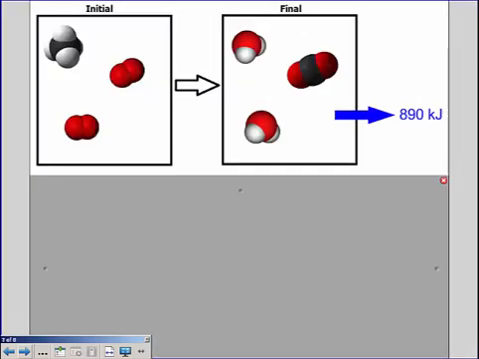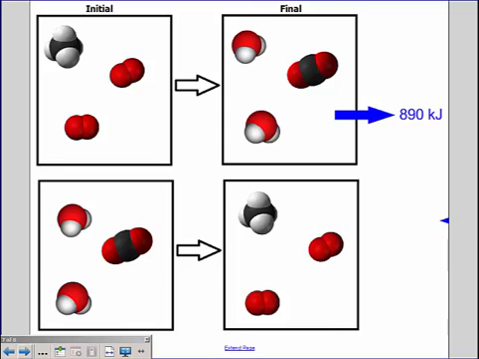Look back at that first thermochemical equation that we studied. 1 mole of methane reacts with 2 moles of oxygen to produce 1 mole of carbon dioxide and 2 moles of water. This reaction produces 890 kilojoules of heat. What would be the enthalpy value for the reaction shown below? This is the reverse reaction.